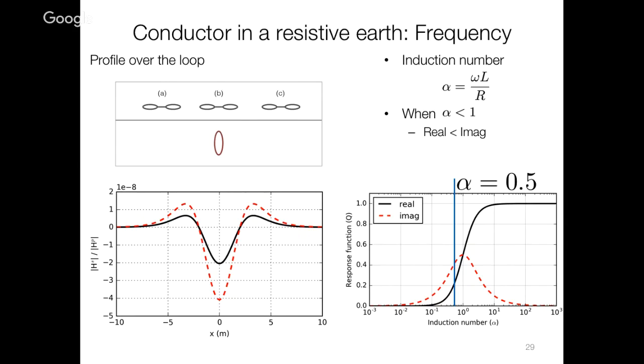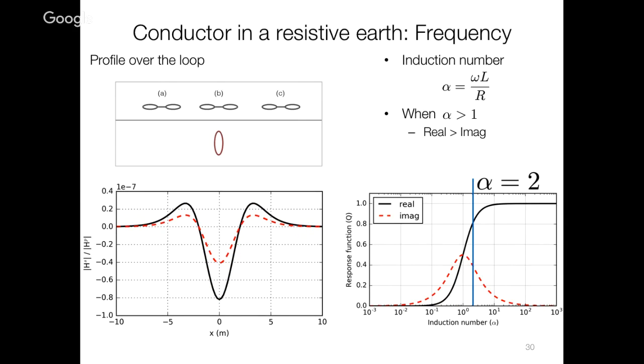Right. So if we change the induction number to 0.5, now I'm up here. Notice that the red, the out-of-phase part, is larger than the black. The shape stays the same, because that was all geometry, but the relative amplitudes change. If I made it 2, now you notice that the real part is much larger. So there's actually a lot of really important stuff that just went on in there.